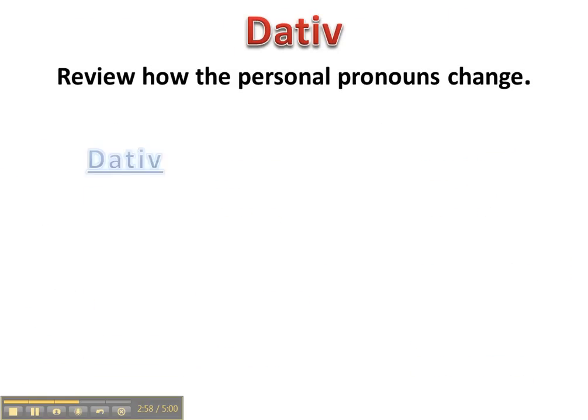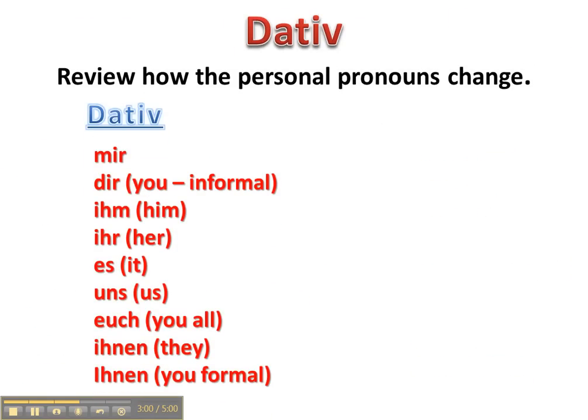Okay, so let's review the personal pronouns. They also change in the dative. For the accusative, it goes from mich to mir, dich to dir, ihn to ihm, sie to ihr, es, and remember you can also refer to it using the masculine and feminine pronouns. Uns, us, euch, y'all or you all, ihnen, they, and Ihnen for the formal you.